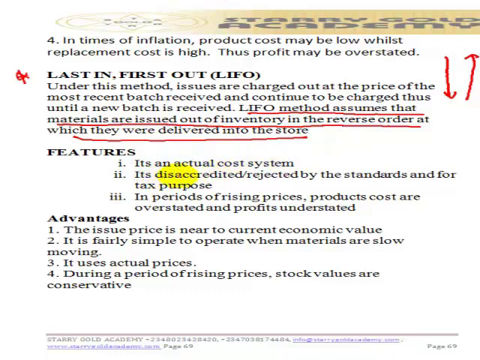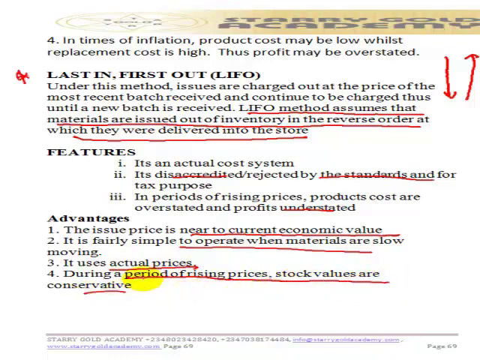Features: it is disapproved or rejected by the standard for tax purposes. In periods of rising prices, product costs are overstated and profit is understated. The advantages are that the issue price is near to current economic value. Unlike first in first out, it is fairly simple to operate. It uses actual price. During a period of rising prices, stock values are conservative.